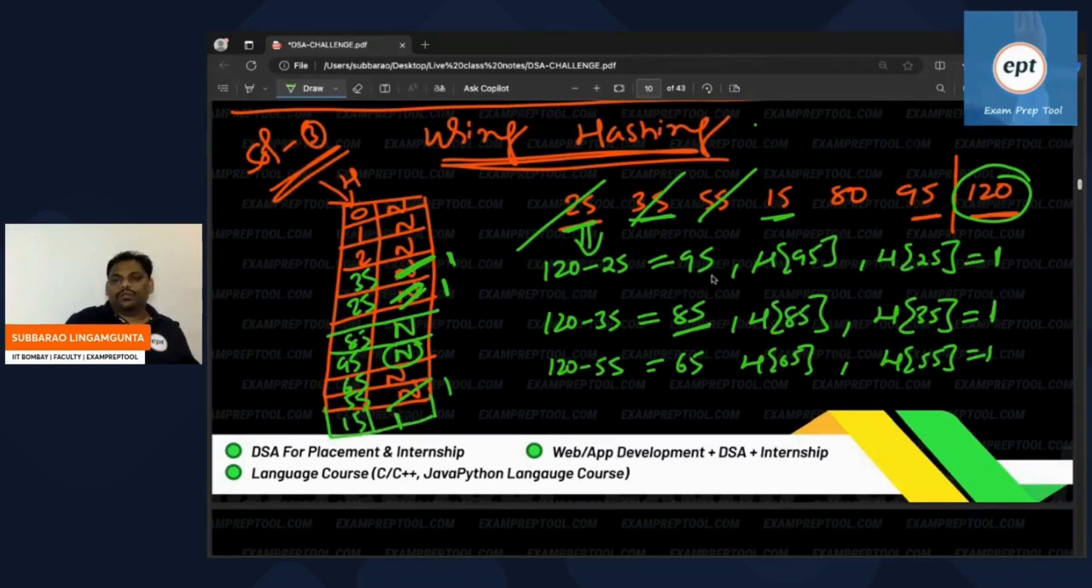15 make it as 1. Next one, 80, matching number is 40. 40 not available, so 80 make it as available. Now observe, now 95 is coming.